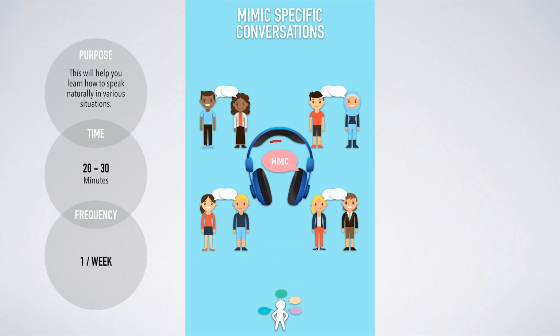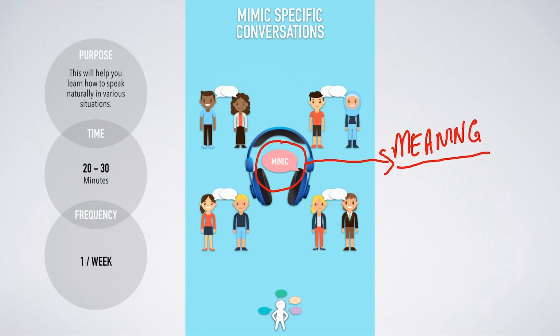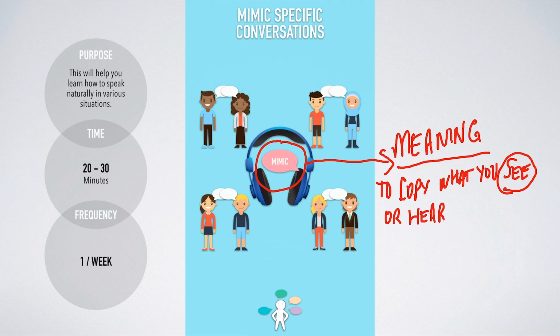Now, what you want to remember is this word mimic simply means to copy what you see or hear. Now, this is important. What you see or hear. Remember, English is about visuals and also audible things. Okay, let's keep going.